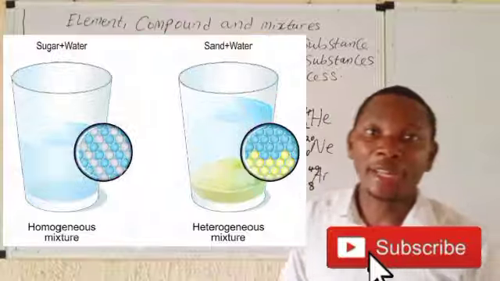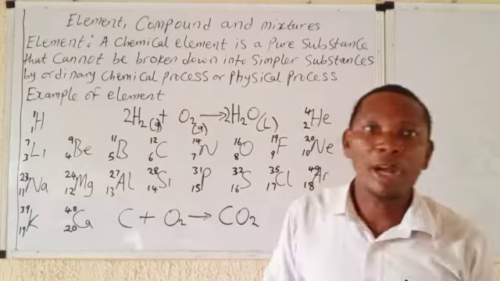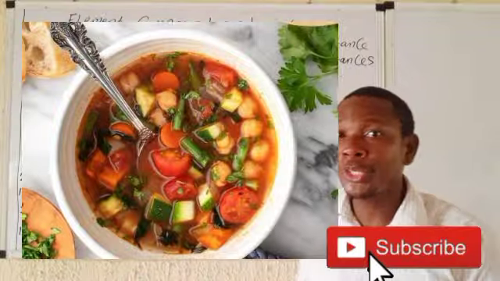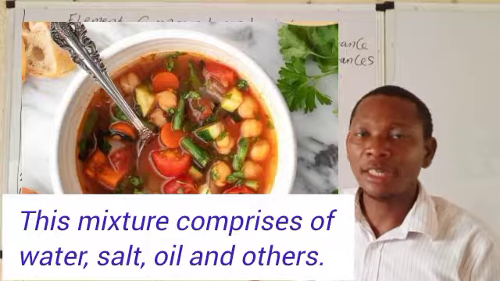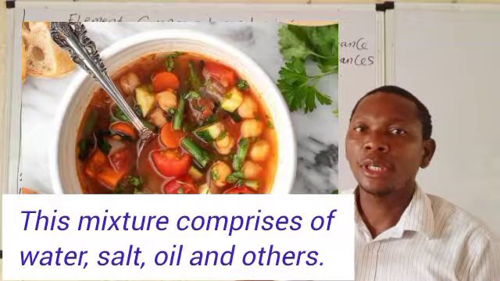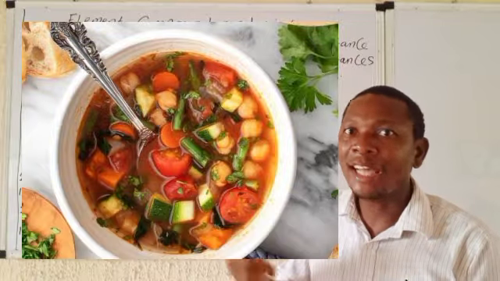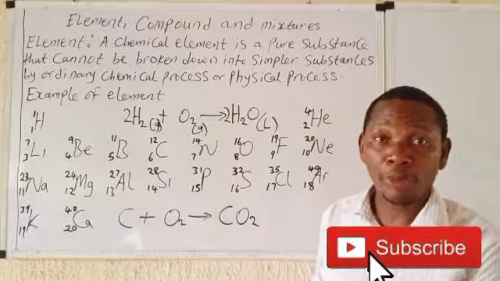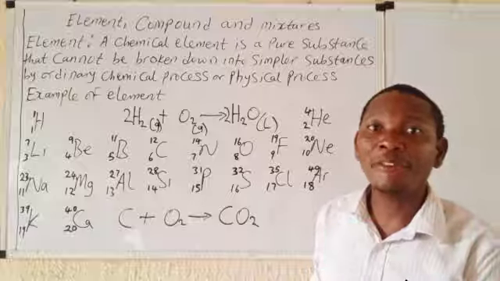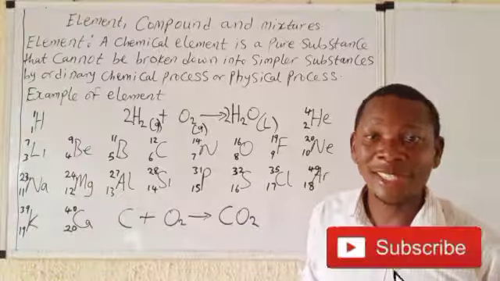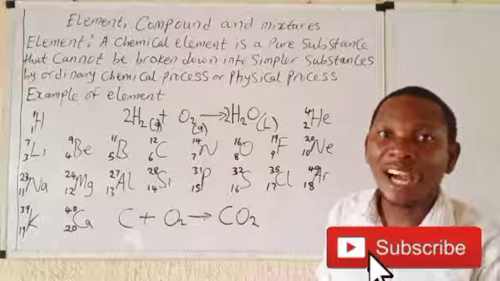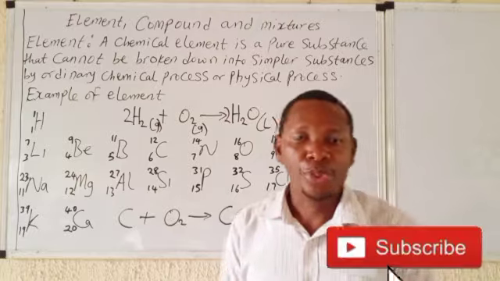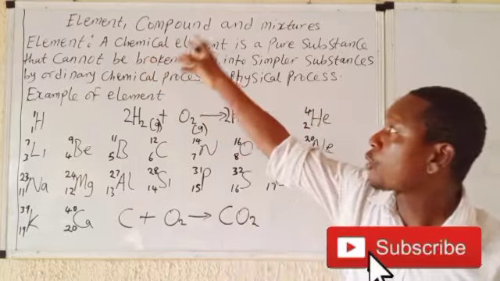All right, we are aware that various elements, compounds, and mixtures are present in our daily life activities. Even in the food we eat, we have a mixture of water, salt, oil, and various substances. In that same food, we have compounds in it. We have salt, sodium chloride, present there. In that same food, we have various elements present: sodium, chlorine, as well as other elements. This is a very simple illustration of element, compound, and mixture.